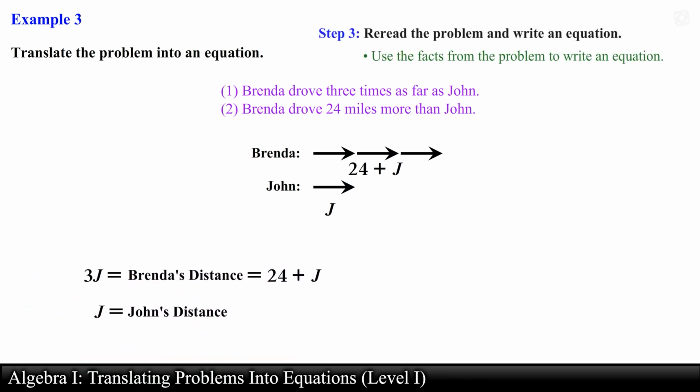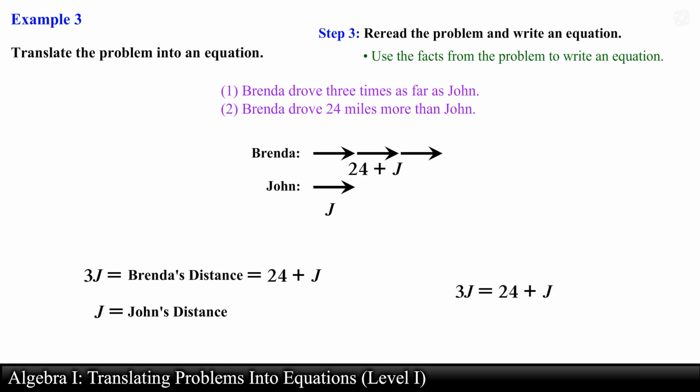Now, the last step is to translate these expressions into an equation. Because both sentences relate Brenda's distance with that of John's, it only makes sense that these 2 expressions are equivalent to each other. So we set both expressions equal to each other, as follows. 3j equals 24 plus j. And this is our final equation.